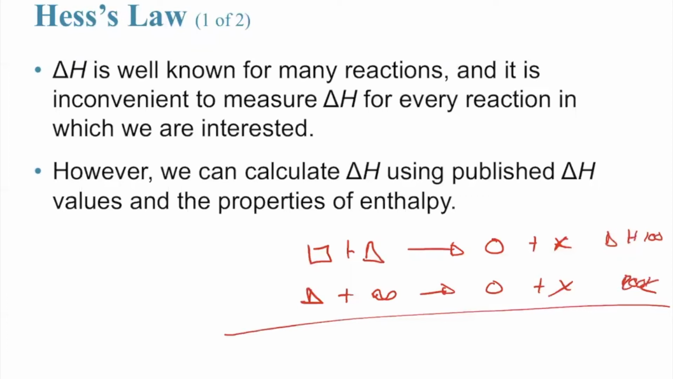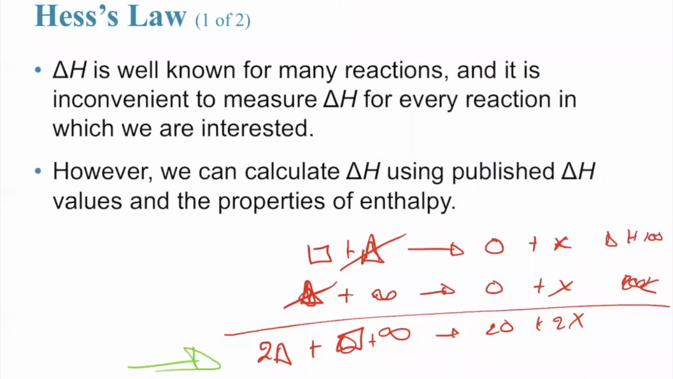If we sum these reactions, cancel that. Don't cancel that because you have 2 triangles. So it's going to be 2 triangles plus a square, plus an infinity sign, 2o plus 2x. Now we don't know the value of this new reaction. However, since we added these reactions, we can add those 2 delta H's to give us the delta H of our desired reaction. So this will be like 300 kJ.